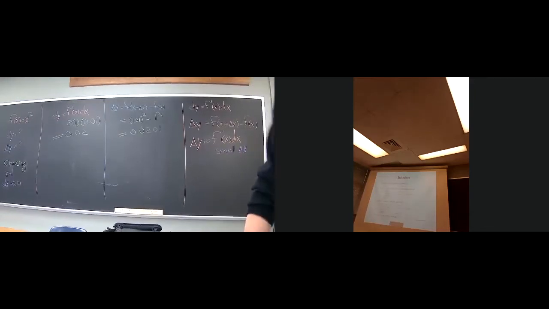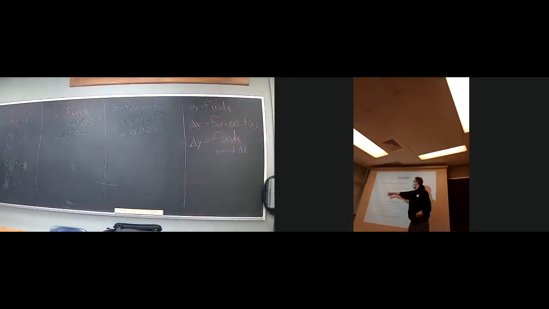So comparing our answers to the process, we know that the derivative of x squared is 2x. We're given that x is 1. We're told to approximate dx as 0.01. So calculating dy, we get 0.02. Now, calculating the actual change in y, we get 0.0201.